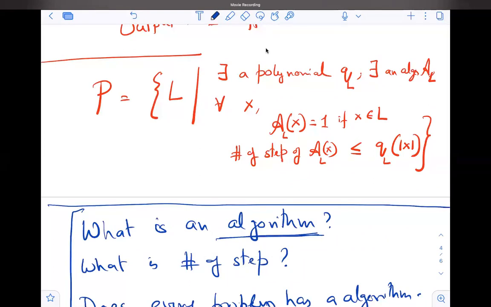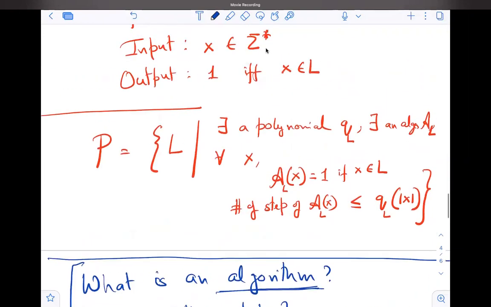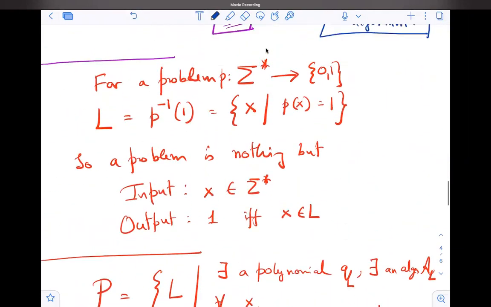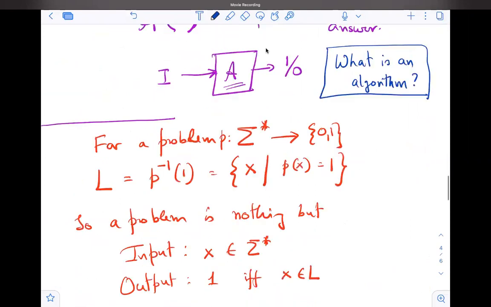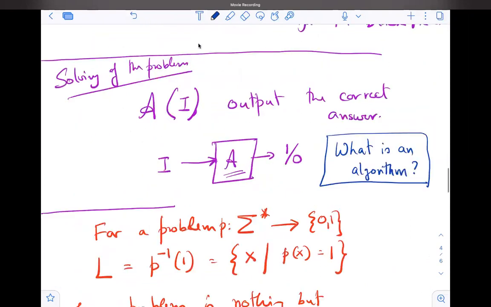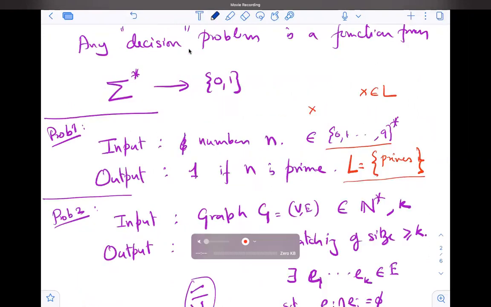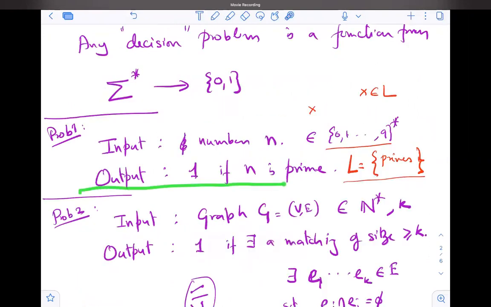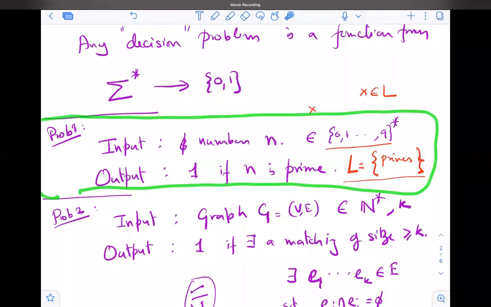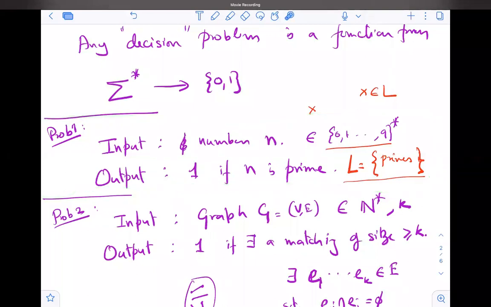P is easy to describe, because P is the set of all languages or all problems that you can solve in polynomial time. You can give me a polynomial time algorithm. Now, for example, think here. Let's go one by one. Do you think this first problem has a polynomial time algorithm? Can you give me one polynomial time algorithm?